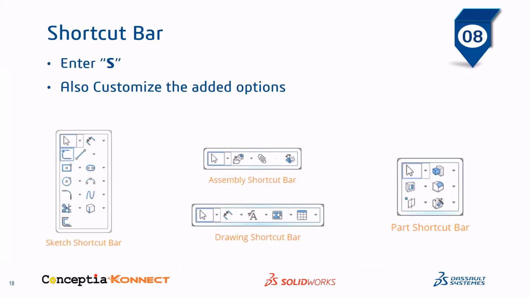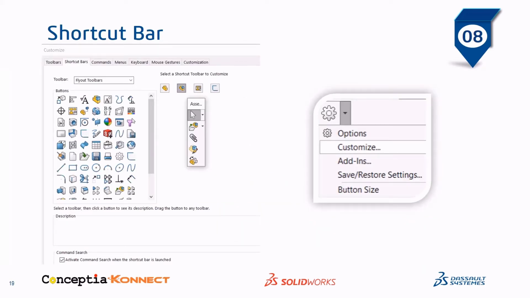Number 8. Shortcut bar. Enter S key to bring a tab of commands next to your cursor. This varies when you are in Part, Assembly, Sketch and Drawing. It behaves according to your function. We can also customize what commands to be present in it. So go to Customize Shortcut Bars and add all the icons which you want in the different features.